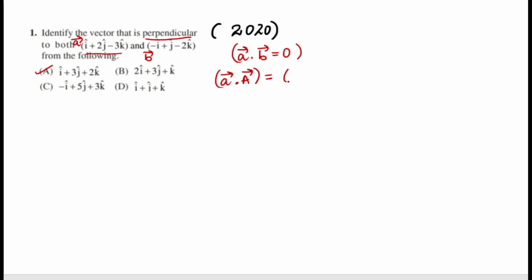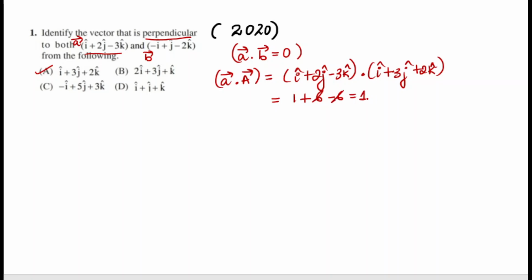So it will be i cap plus 2 times j cap minus 3 times k cap, dot product with i cap plus 3 times j cap plus 2 times k cap. Now if I solve, it will be 1 1 is 1, plus 2 3s are 6, minus 3 2s are 6. We are getting the answer to be 1. The option is wrong.